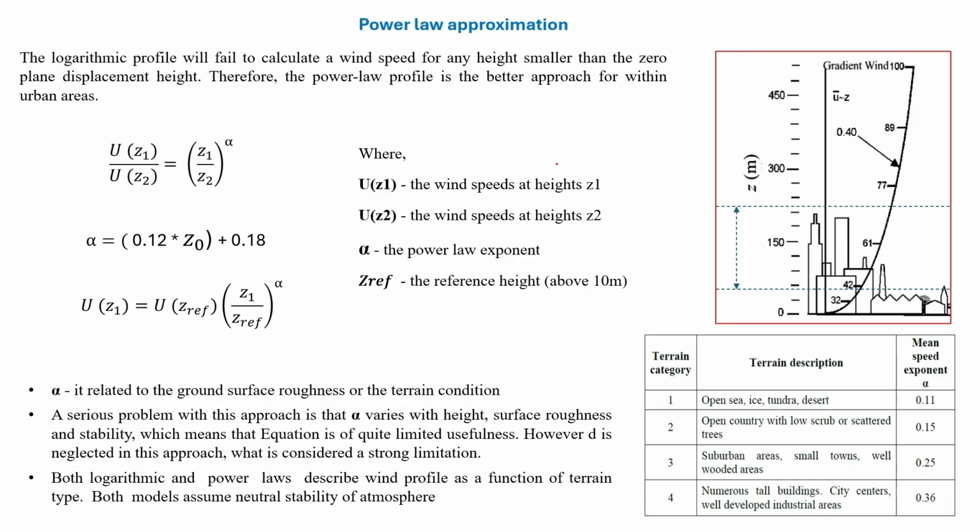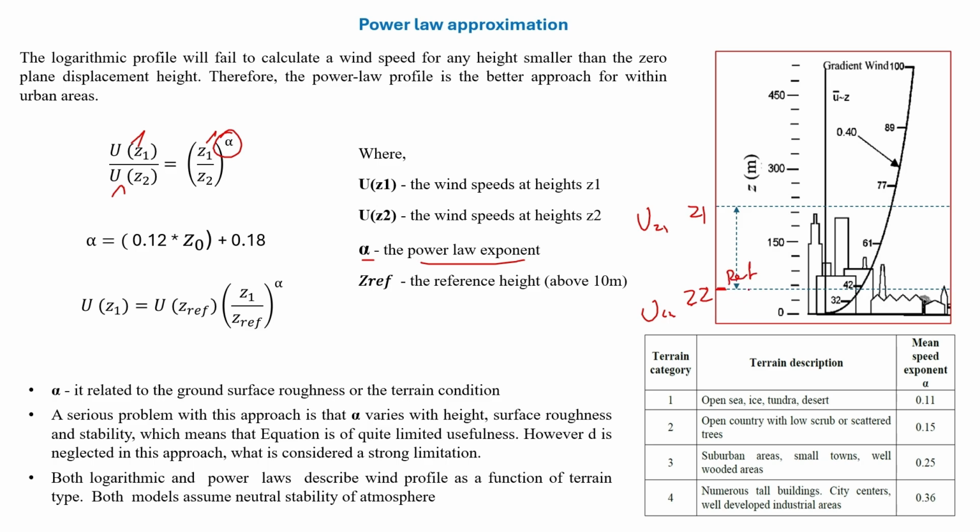Then the power law. This is the most used formula. Again, the ratio of velocities at two different heights is equal to the height ratio to the power alpha, where alpha is the power law exponent. For example, here they mention, this is Z1, this is Z2. At these two altitudes we have the velocity. Here we have u Z2, here we have u Z1. So they are taking this u Z2 as a reference condition.